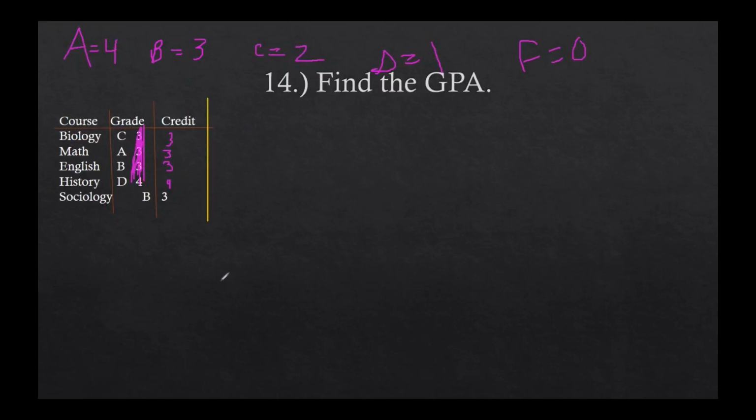Okay, so when we're creating this thing, we have our credits, but we need to have what I'm going to call scores. Maybe values. Scores or values, either one. And that's based off of the grade. So when we're talking about biology, in biology, this person earned a C. How many points, or what's the value for a C?